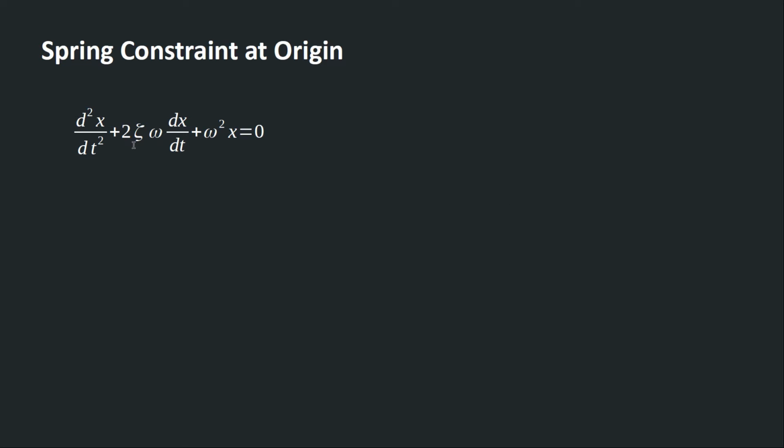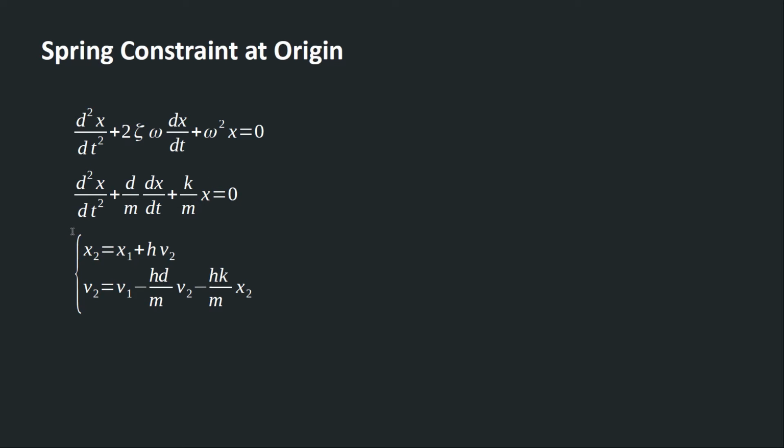Here is the differential equation expressed using zeta and omega, and here is the same equation expressed using d and k. Here are the equations for integrating position and velocity using the implicit Euler method. You can see that the velocity is a little bit more complex than the equation for position, but it's actually in the same form.